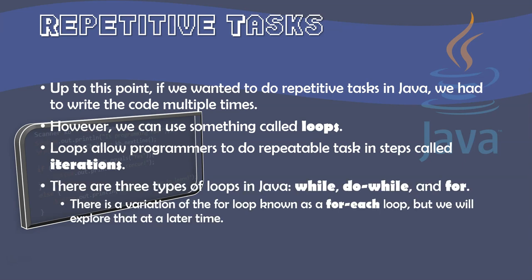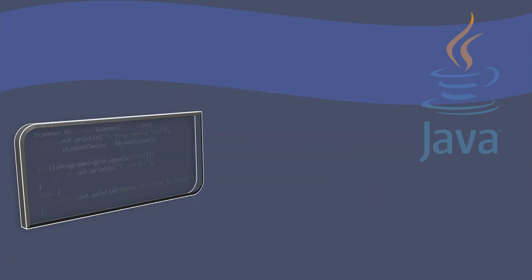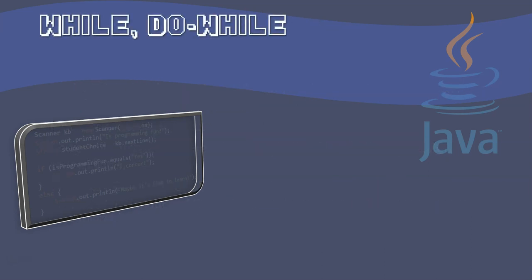There are three types of loops, of course, in Java. There is a while loop, a do while loop, and a for loop. Now, there is also a variation of the for loop known as a for each loop, but we'll explore that at a later time because it's going to require a little bit more understanding of other things that we haven't gotten to yet. So let's first today start with looking at both the while loop and the do while loop because they are very similar in their structure and implementation.